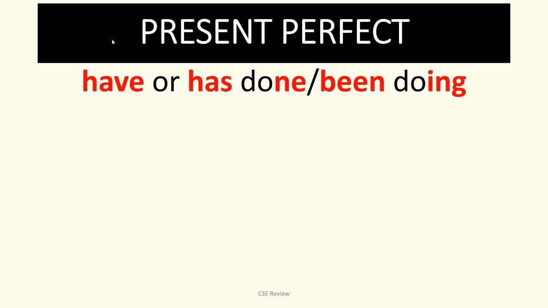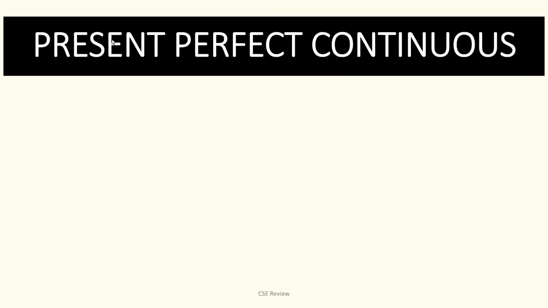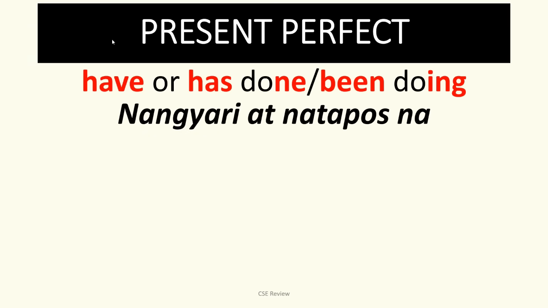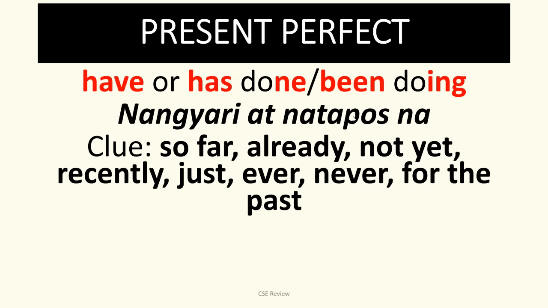Now, anong difference niya doon sa present perfect continuous natin kanina? Okay? Ang difference niya is this. Ang present perfect, gagamitin mo pag yung action ay nangyari at natapos na. Actually, tapos na in the past. So, ito yung tricky na part kasi present perfect siya pero actually natapos na yung action.